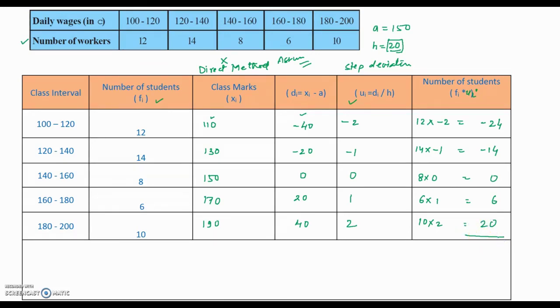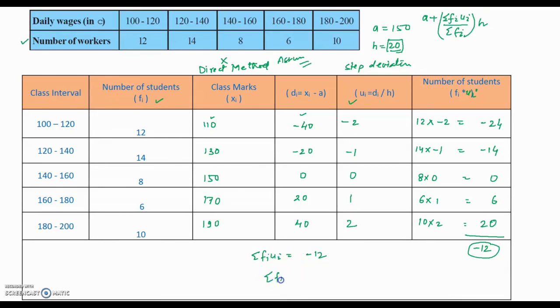So adding this will be easier. Here we get 26. 20 plus 6 is 26. 26 minus 24 is 2. And 2 minus 14 is minus 12. So you get minus 12 as the summation here. Now you know that when you use the step deviation method, the formula that you are going to use is a plus sigma fi ui by sigma fi, and this part will be multiplied by h because you divided by h here. So first we see that sigma fi ui is minus 12.